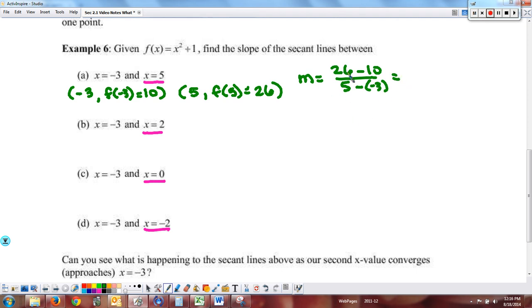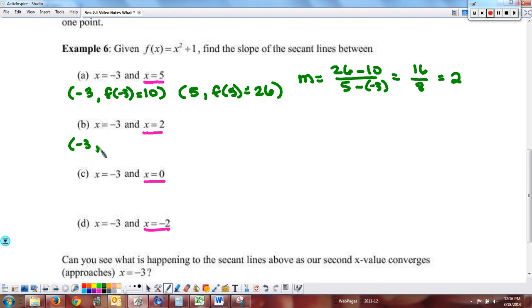We're going to end up with 16 over 8, or 2. So the average rate of change, the slope of the secant line between -3 and 5, is going to be 2. And then I just repeat the process down here.